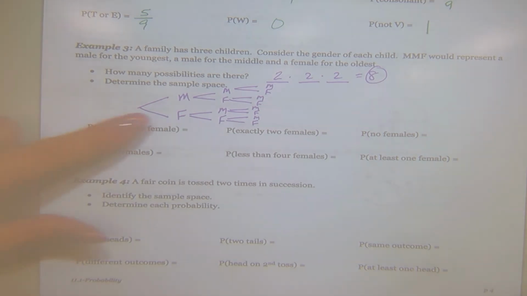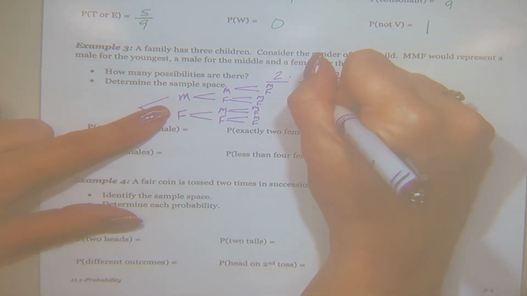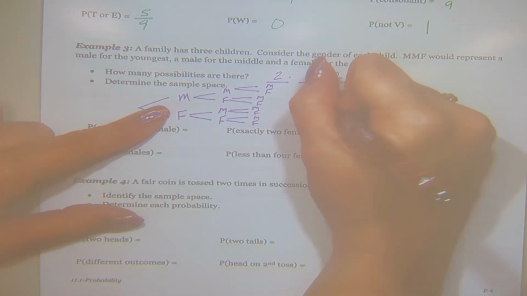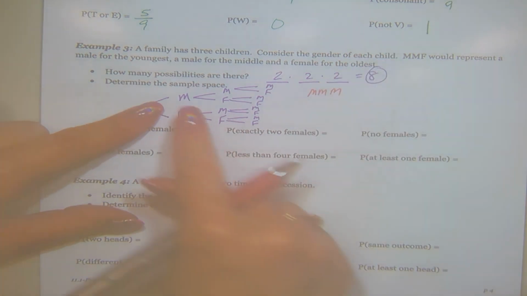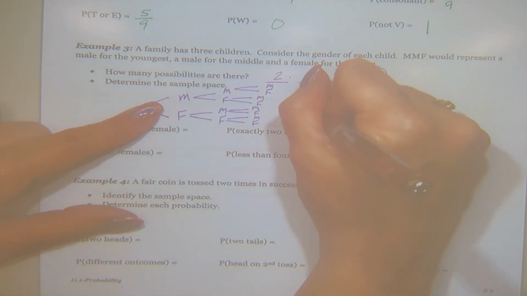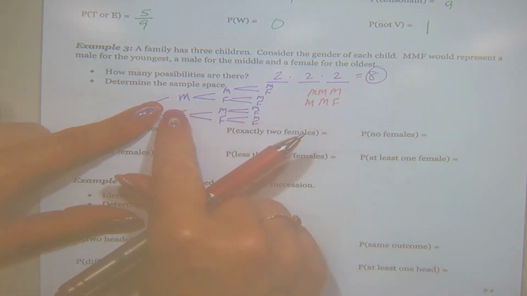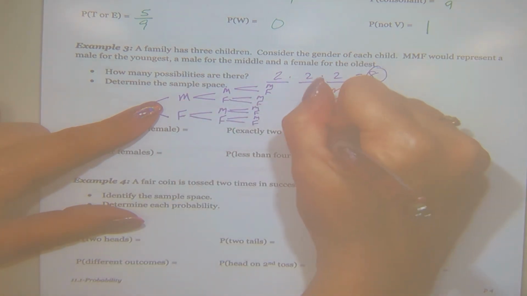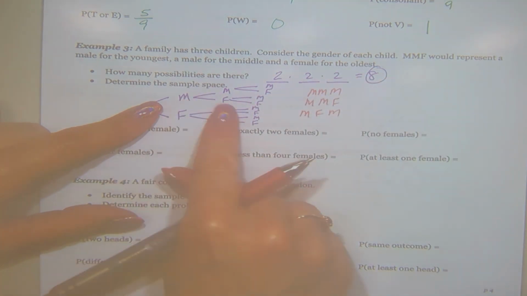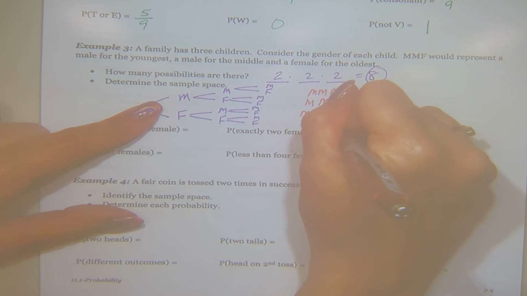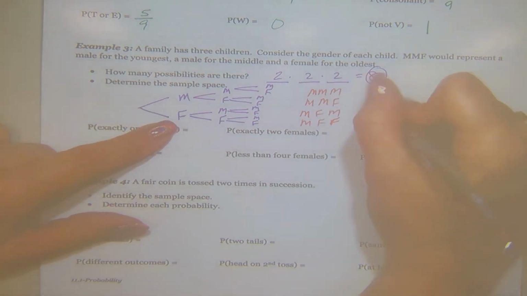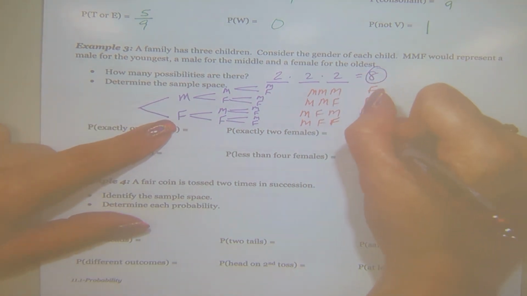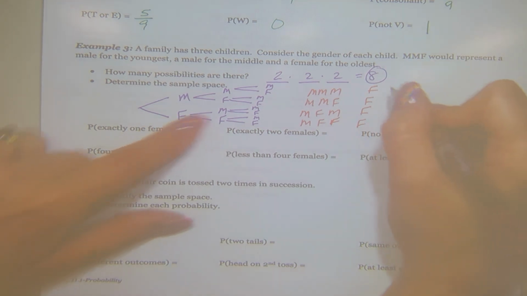So here's my ordered arrangement. Male, male, male. They're all 3 boys. So I'm going to write that one down. Male, male, male. Second one, male, male, female. Boy, boy, girl. Third, male, female, male. Fourth, male, female, female. And then write out the others where the first in birth order was female.